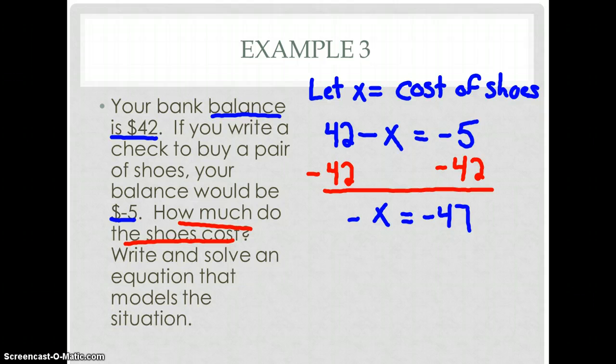But we can never have a negative in front of the x. So what we have to do if that happens, we have to divide everything by negative 1 because it won't change. It'll just cancel out the negative. So we get x is equal to positive 47. So the cost of those shoes is $47.